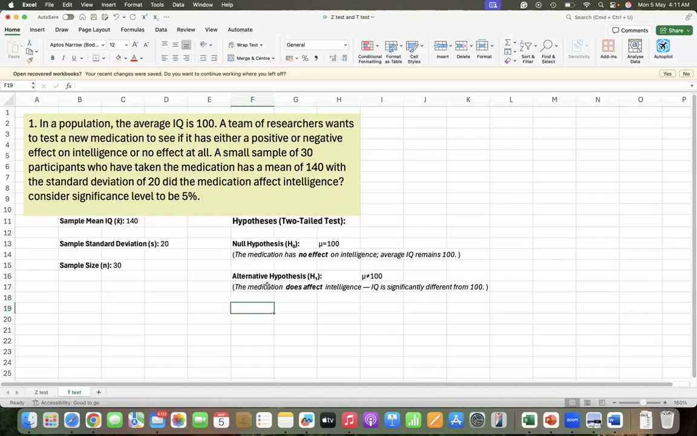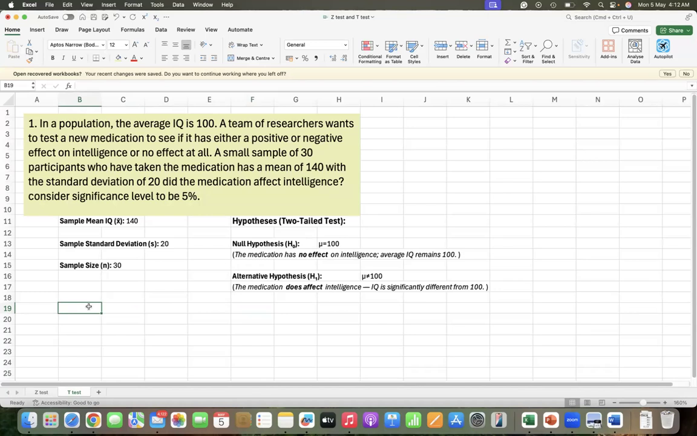The question is, first of all, the first filter is we see whether the population standard deviation is given or not. Here the population standard deviation is not given, so we will apply the t-test. Now, the way we did earlier, we are doing the same way. First step is formulating the hypothesis.